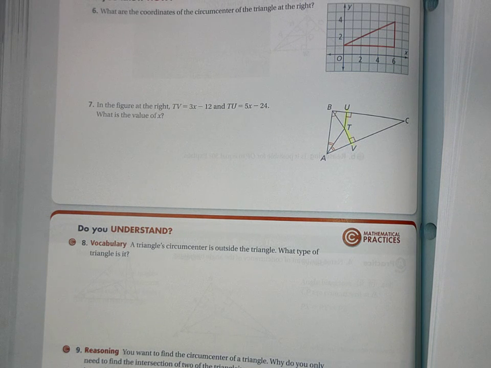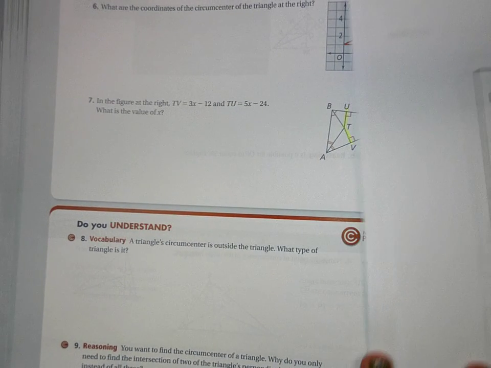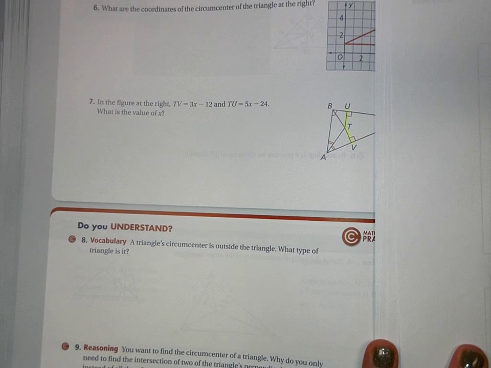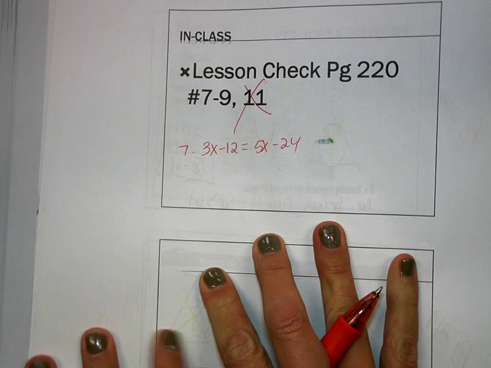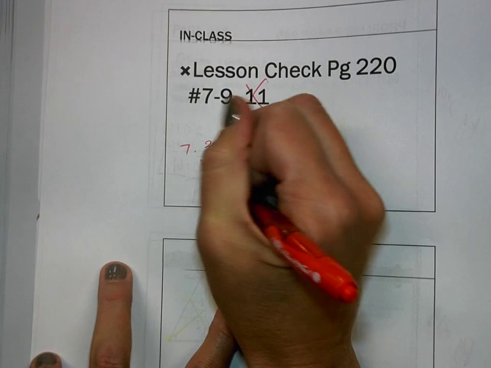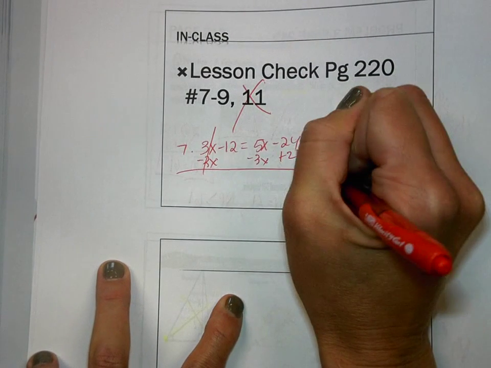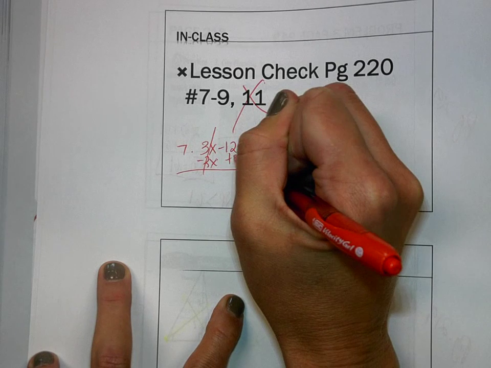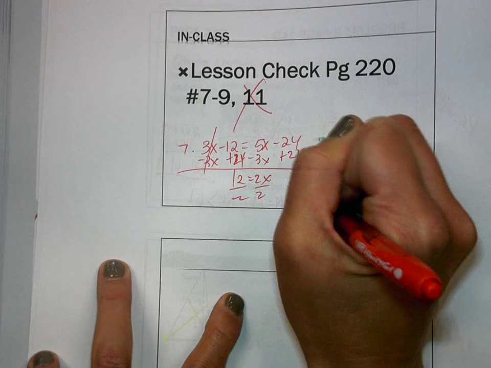Okay, so the correct answer was 6. So in order to solve number 7, you are just setting the two equations equal to each other. 3x minus 12 equals 5x minus 24. Okay, and so here, subtract 3x to both sides. Those cancel, add 24 to both sides. And we get 12 equals 2x, which means that x equals 6.